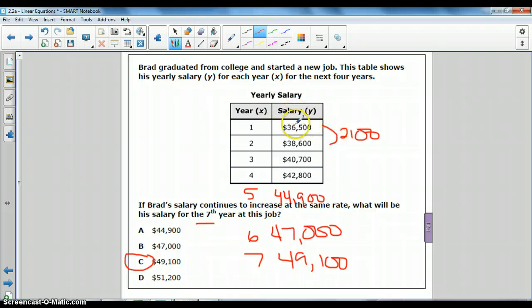So we figure out what that change is every year, and then just continue on with the table. That's how I like to do this one. We can also set up an equation, but if that makes sense, let me know. If it doesn't, then we can also go the equation route. But there's lots of ways to solve things.